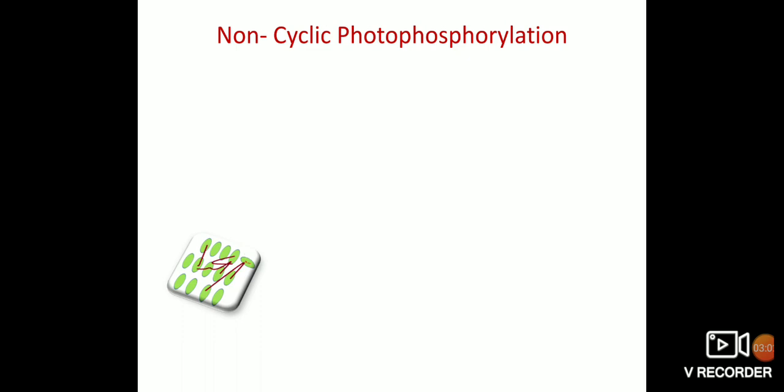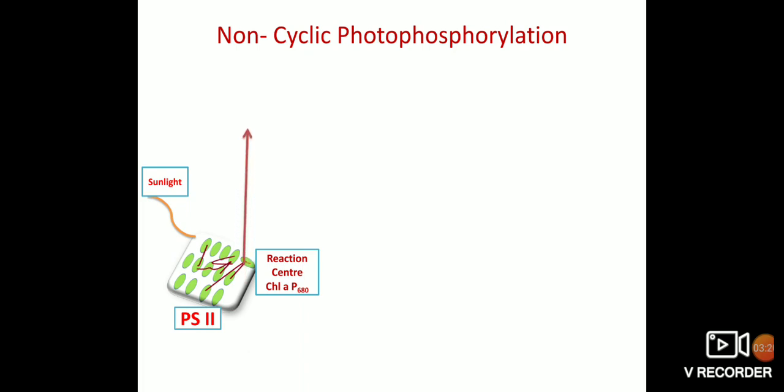First, photosystem 2 absorbs the light energy from sunlight, and its reaction center, which is a chlorophyll A P680 molecule, gets excited. Then it liberates one electron. This electron is then accepted by pheophytin. As the reaction center loses one electron, it becomes unstable.